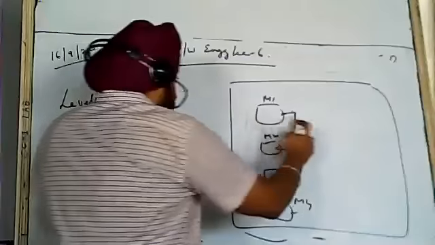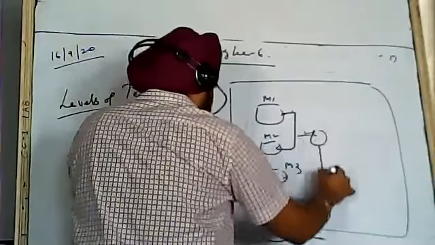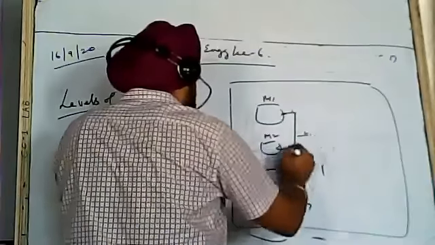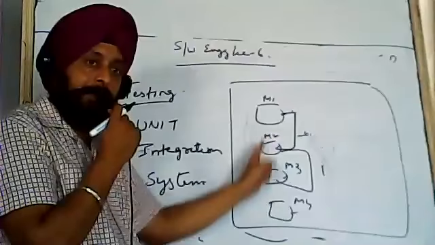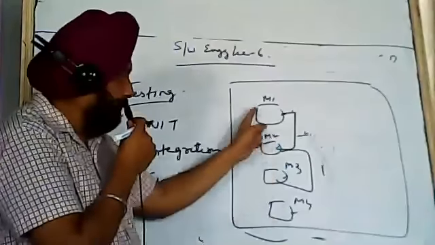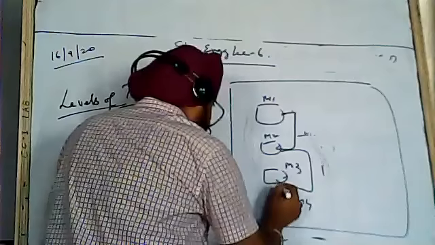So after this result is okay, then we will combine this result with this. That is, we will combine M1, M2 and M3. Now we will see if there is proper data coupling. So we are integrating one module by one module. If it is okay, then we will integrate M4.